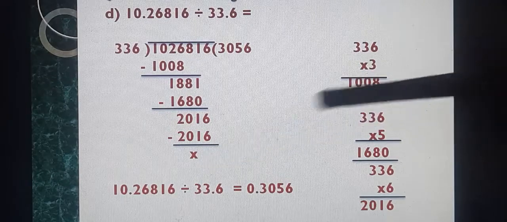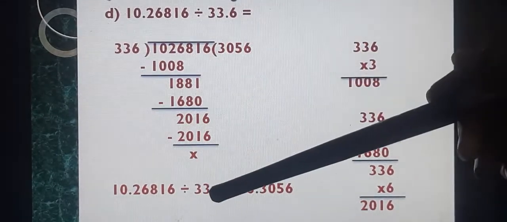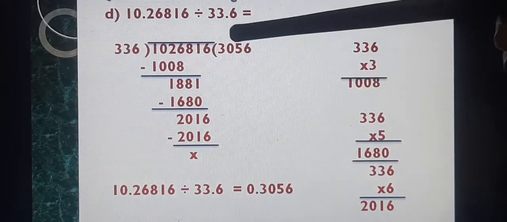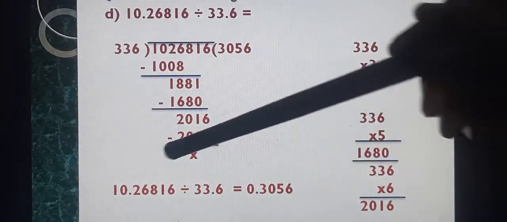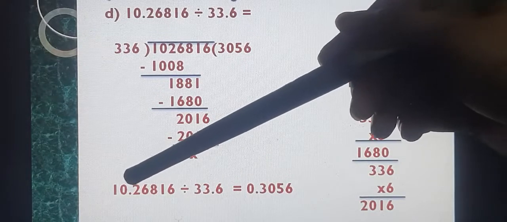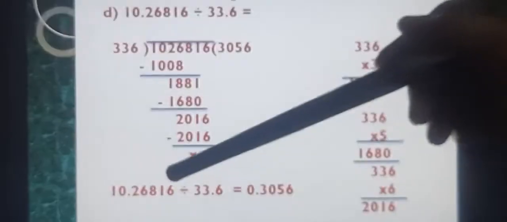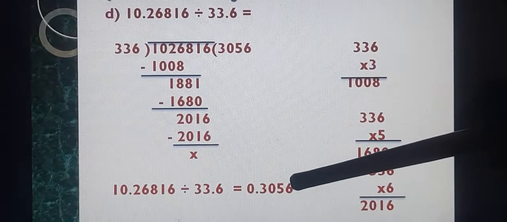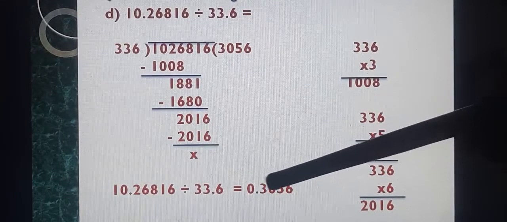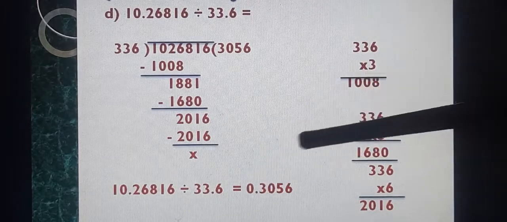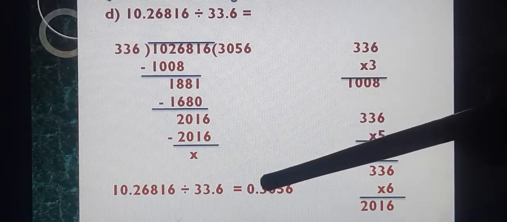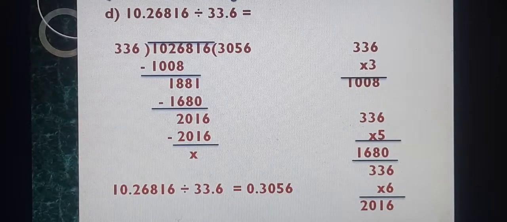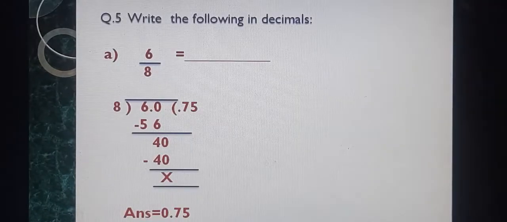Remainder is 0 now. Write down the quotient again. Your quotient is equal to 3056. Now decimal places we have to check. 1, 2, 3, 4, 5. And here 1. 5 minus 1, 4. Count from ones place. Ones, tens, hundreds, thousands. 1, 2, 3, 4. Put the decimal. So our answer has become 0.3056. Right?